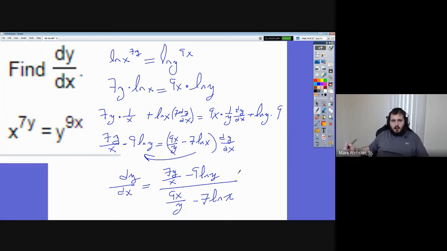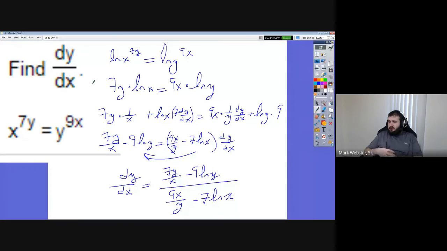Ta-da! And we wouldn't have been able to do this otherwise. It's so much easier having this special power of taking the log of both sides, stripping everything down, and making it simple. It's so much easier this way.